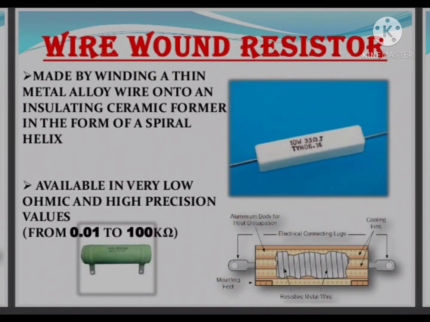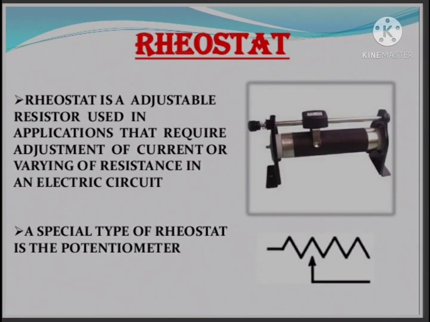The third one is wire wound resistor. It is made by winding a thin metal alloy wire onto an insulating ceramic former in the form of a spiral helix. It is available in very low ohmic and high precision values from 0.01 to 100 kilo ohm.